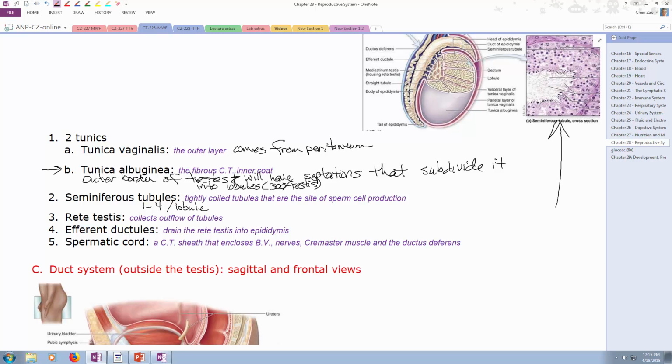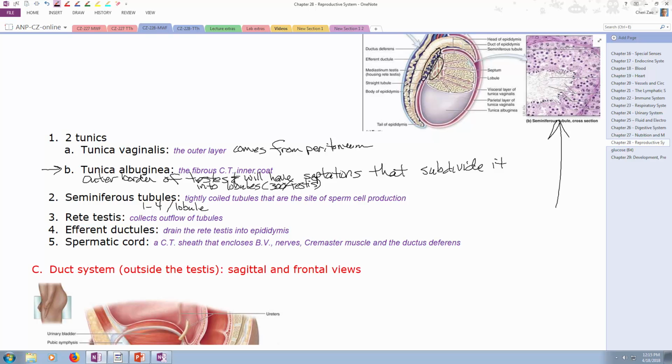Rete testis, that's what I want you to know. Rete testis is this area right there. So it collects the outflow from the seminiferous tubules. It's reticular, has a little lacy-like pattern to it. Then from the rete testis, we have efferent ductules. So here are the efferent ductules, and that is the actual connection to the epididymis. So efferent, remember, means to leave, so efferent ductules.